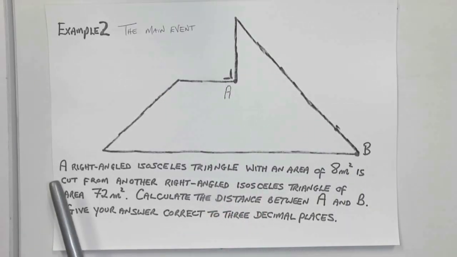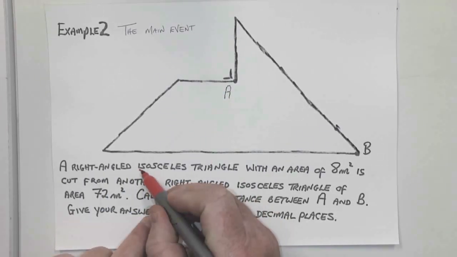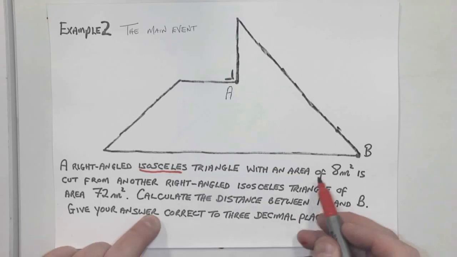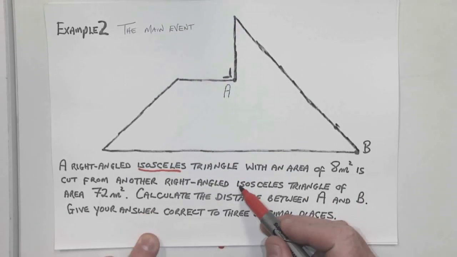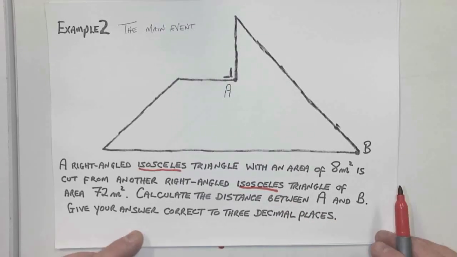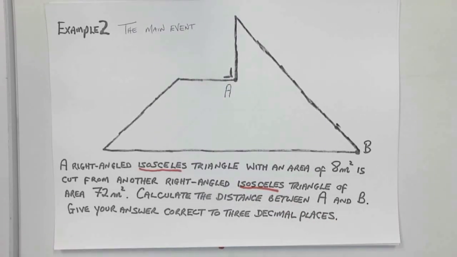Let's read the words. A right-angled isosceles triangle. Wow, isosceles, that's a sneaky word. With an area of 8 square meters, this is cut from another right-angled isosceles triangle of area 72 meters squared. Calculate the distance between A and B. Give your answer correct to 3 decimal places. This is a big hint here. It means that the answer isn't very nice, which is okay.